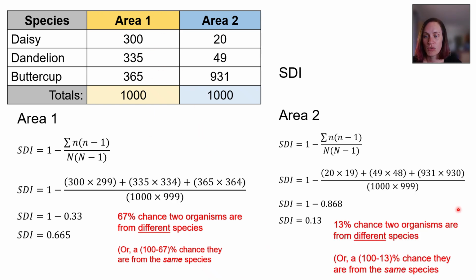Similarly, with area 2, you can say there's going to be a 13% chance that if I take 2 random organisms, they're actually going to be from different species, which means, alternatively, the reciprocal of that is an 87% chance they're going to be from the same species. And we can see there's probably going to be a pretty high percentage chance that I picked 2 buttercups right there.